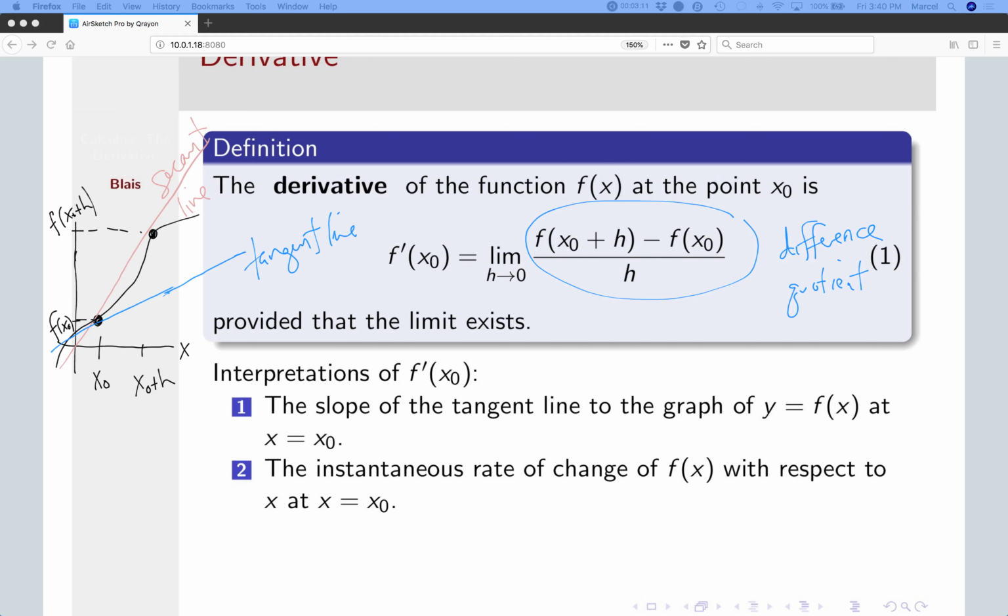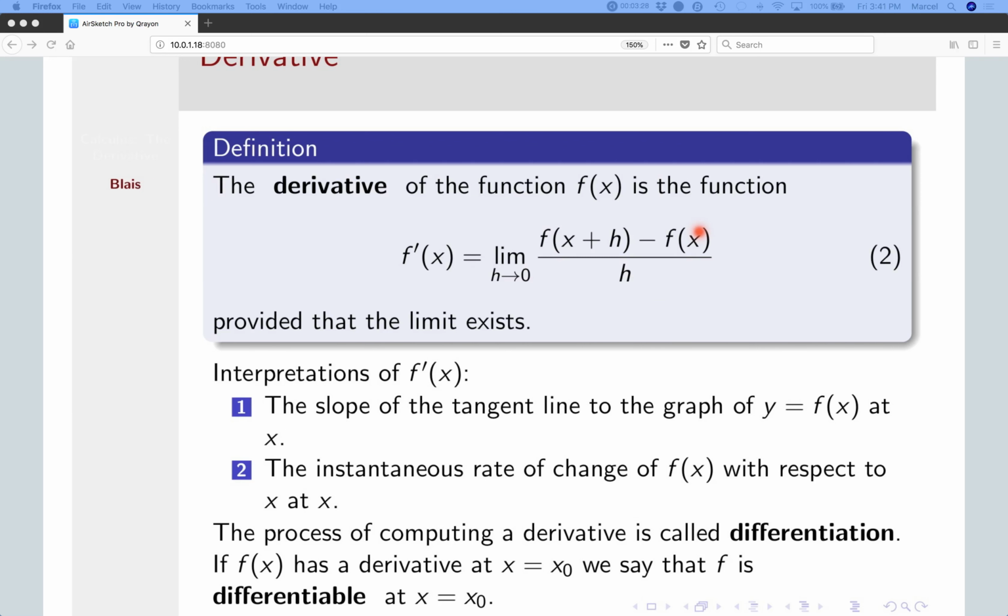This definition is the derivative of this function at the point x0. Our more general version will be replacing x0 with a generic x, and that gives us the formal definition of derivative. The derivative of the function f of x is the function. Notice that the derivative, if it exists, will be a function. F prime of x, defined by the limit as h goes to 0 of our difference quotient, provided that the limit does exist.